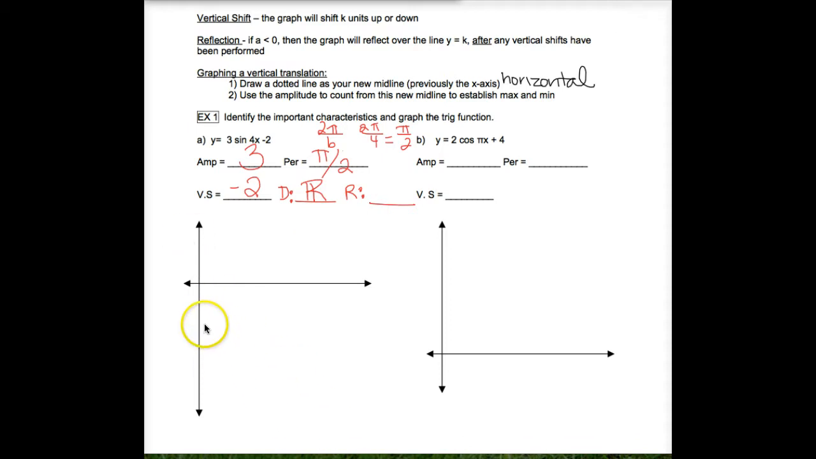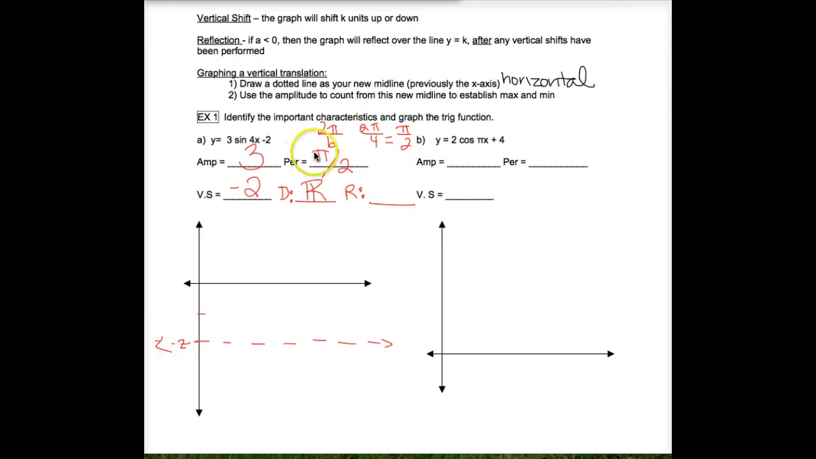So let's look at our steps here. First, we want to draw a dotted line as our new midline. So originally we started at the x-axis. Now our new midline is going to be 2 down because that's our vertical shift. So negative 2 is going to be my new starting point because that's what my vertical shift was. So there's my new midline.